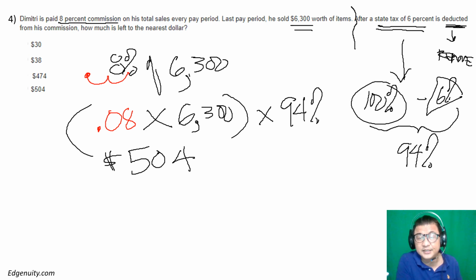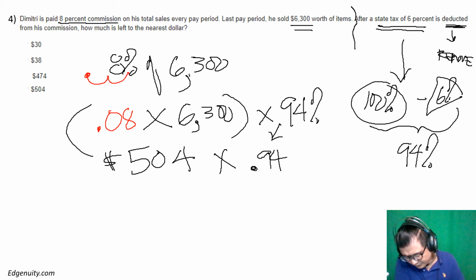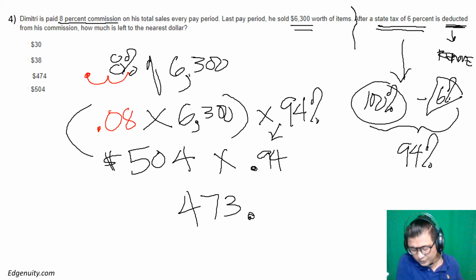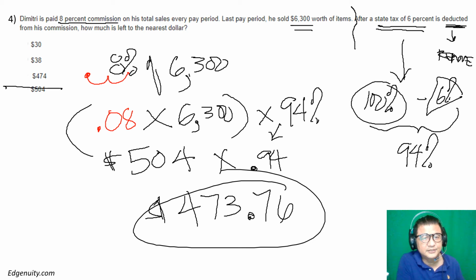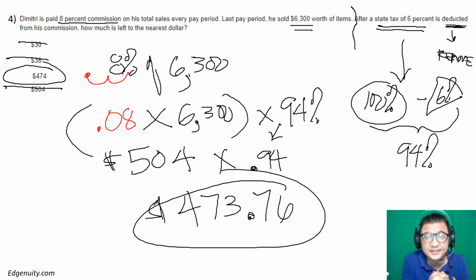But guess what? You're not going to get all of that. So multiply it by 0.94, because you took away the 6%. 504 times 0.94, you will get 473.76. Definitely you're not getting the other choices. So therefore, this was the rounded answer. That's the correct answer.